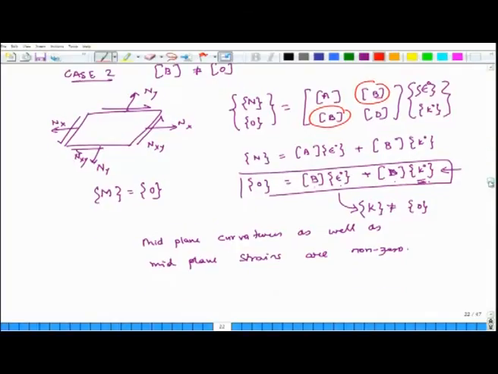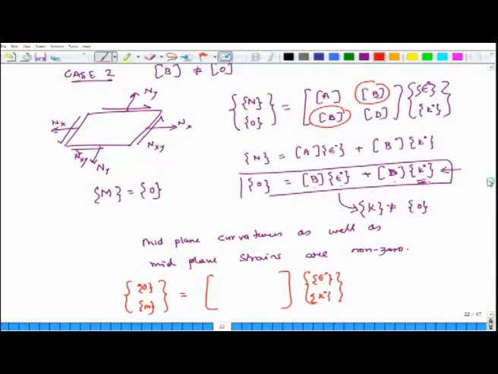Similarly, we can have another situation where we have no force resultants, but we have only moment resultants, and in this case also we will find that both mid plane curvatures and mid plane strains will exist.